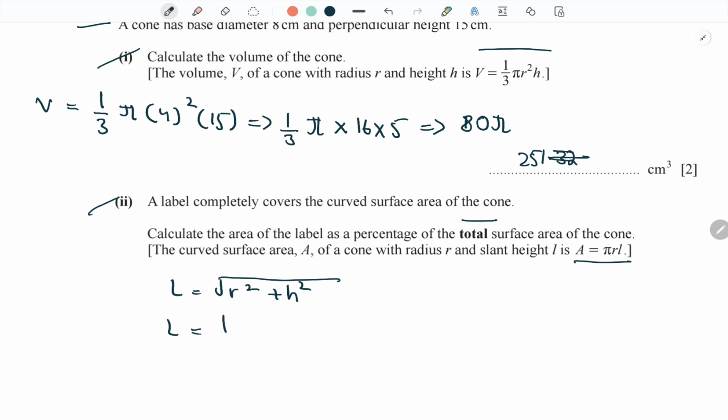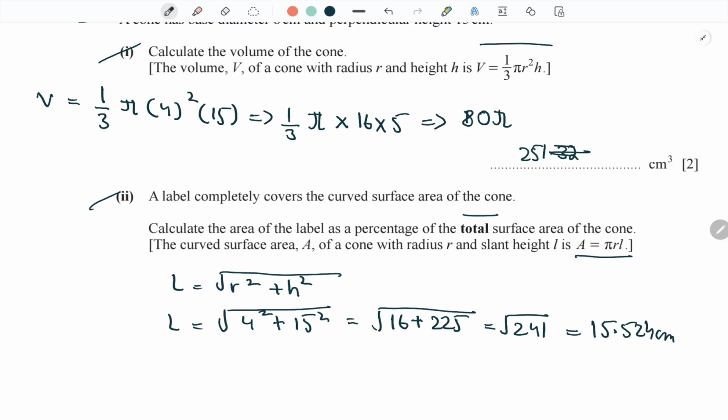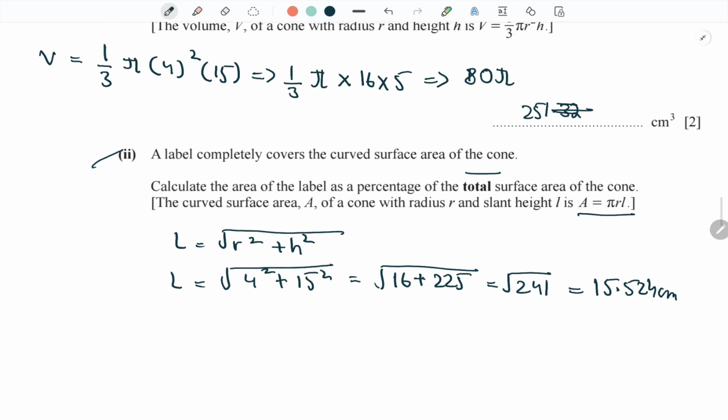R is 4 and h is 15, right? So 4 squared plus 15 squared. 4 squared is 16 and 15 squared is 225. Now we add them together, so we get 241, and when we take the root, we get 15.524 centimeters. This is the L we have, that is the slant height.